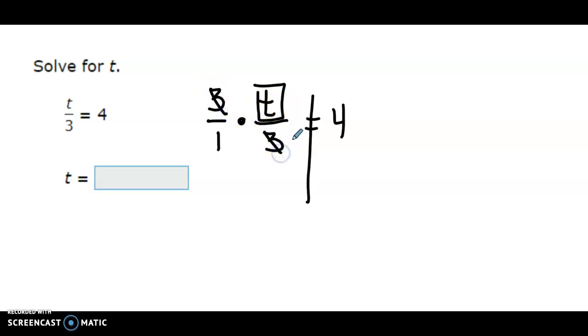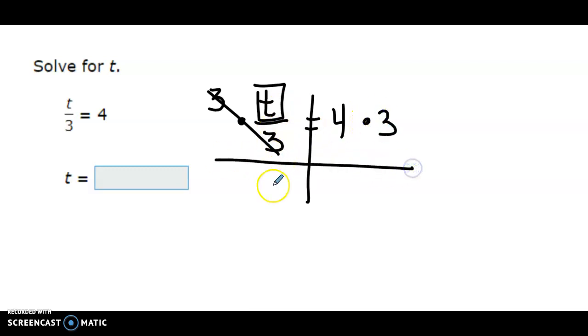I can cross reduce, okay? So that's essentially why we're always going to do it that way. I'm not going to show the over 1 typically. I'm just going to put the multiplication of 3 up here, and then I'm going to show that they cross reduce by doing that. Now I have to do the same to the other side, and that leaves me with t equals 12. And if I plug 12 in for t, 12 divided by 3 does equal 4, so that's our answer there.